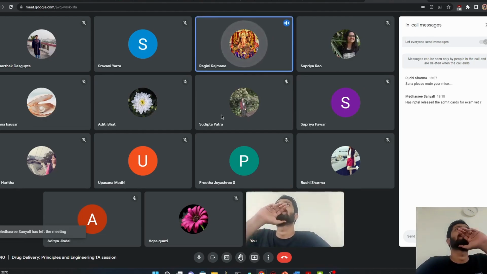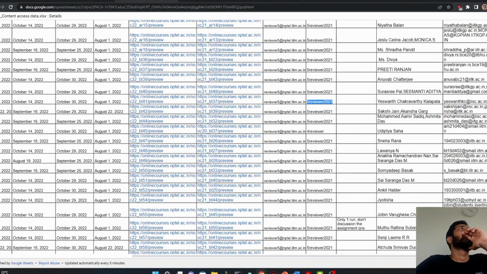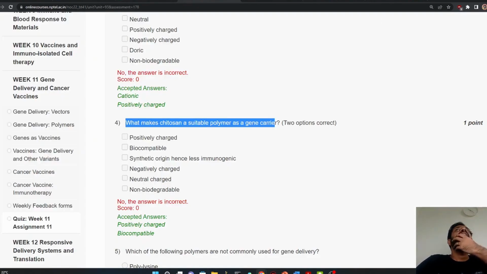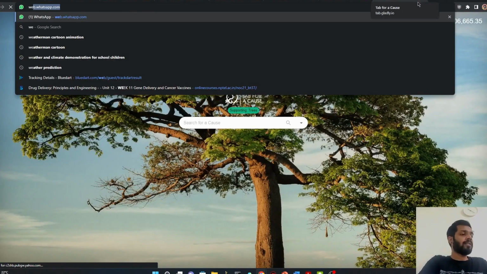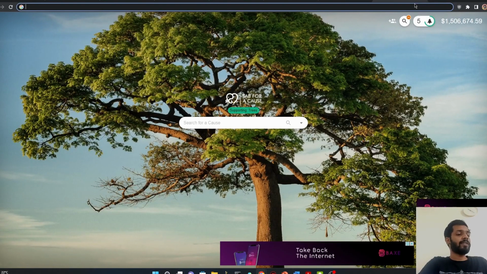Sir, is there the same MCQ pattern for the final exam also? That means more than four options for any question. Yeah, so ideally there should be more than one correct option per question.